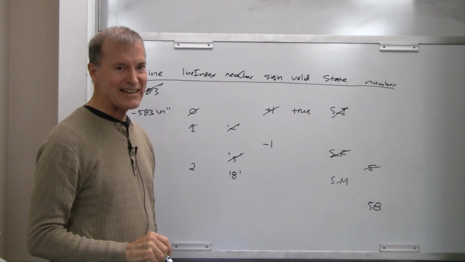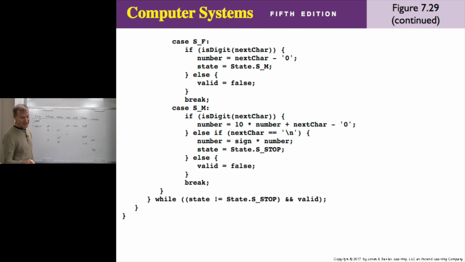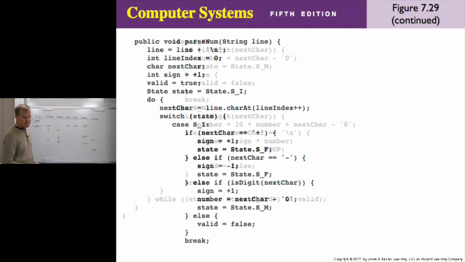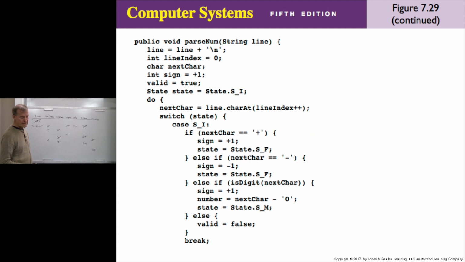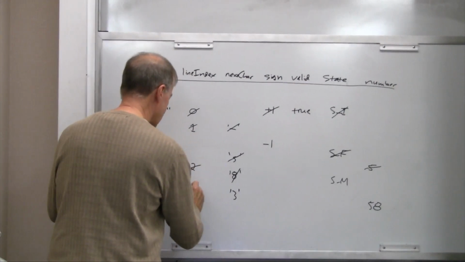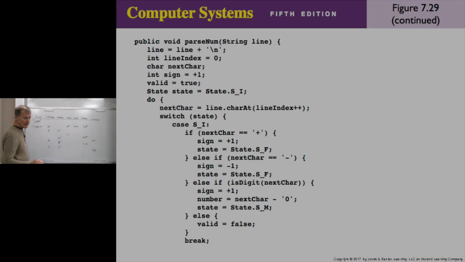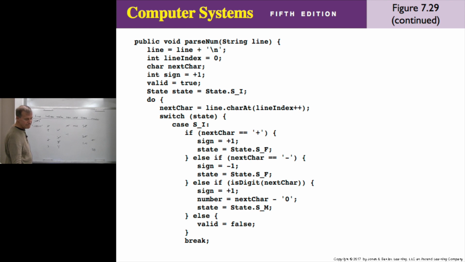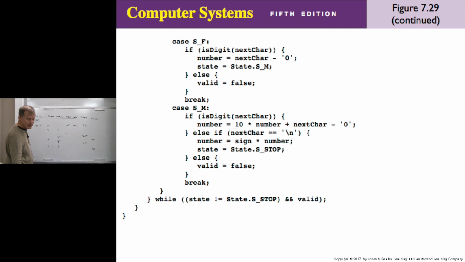Is that slick? And then what happens? And else if, we don't do the else, we break, and is the state stop? No. Valid? Yeah. So we go back, and what happens? Next char gets what? Line dot char at what? 2. So what happens here? This gets, quote, 3. This gets what? Integer 3, that's our index. And then what happens? Case what? SM. We stayed in SM, right? Yes. So we go to SM.